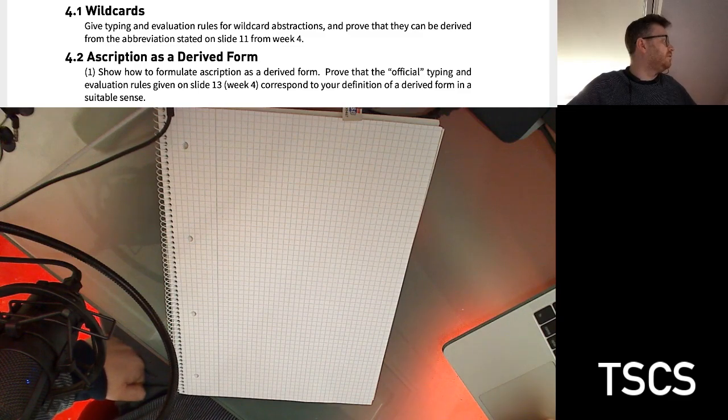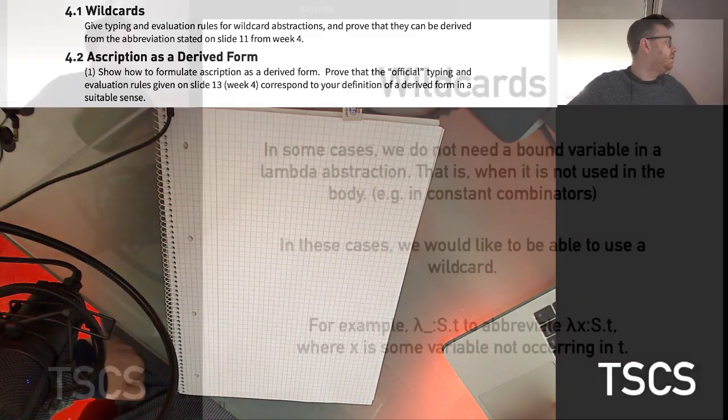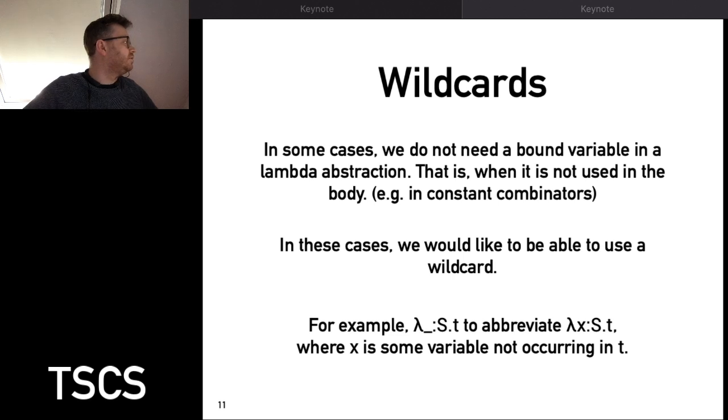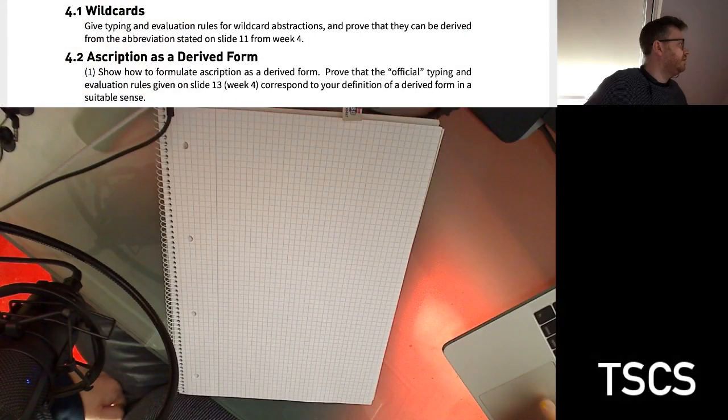What did we have on slide 11 in week 4? That was this. In some cases we do not need a bound variable in a lambda abstraction. That is when it's not used in the body, as in constant combinators. In this case we would like to be able to use a wildcard, for example lambda underscore typed as S dot t, to abbreviate lambda x typed as S dot t, where x is some variable not occurring in t. Good, so let's get on to that.